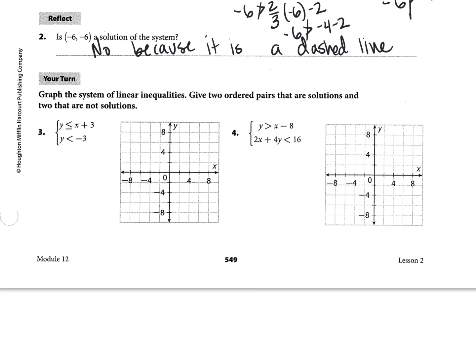Graph the system of linear inequalities. Give 2 ordered pairs that are solutions and 2 that are not. We're going to start at 3, up 1 over 1, up 1 over 1. And it should be a solid line. And it will be shaded below.